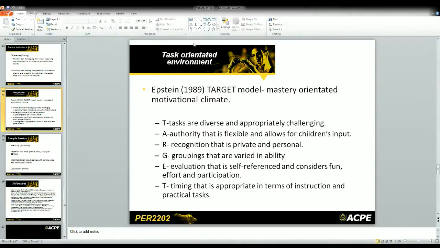Private recognition. In other words, you walk up quietly and say, yes, you're doing a great job, because some kids don't like to be centered, but they don't mind getting the pat on the back either. So we need to do that.